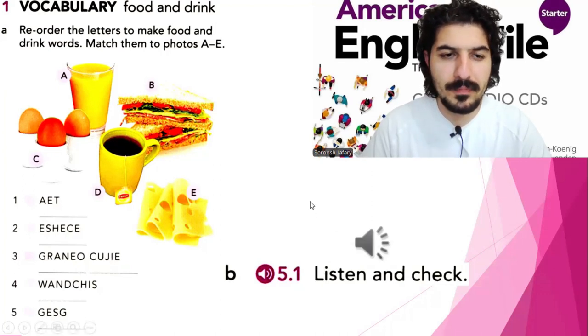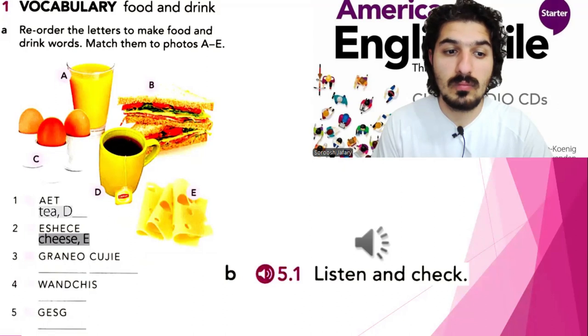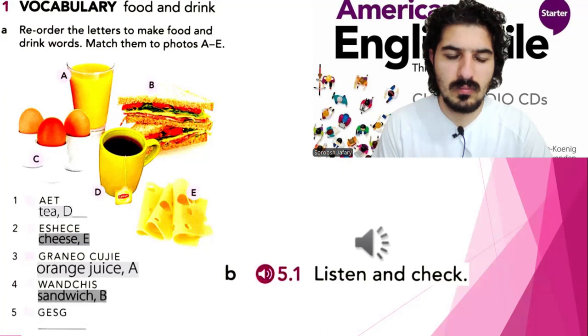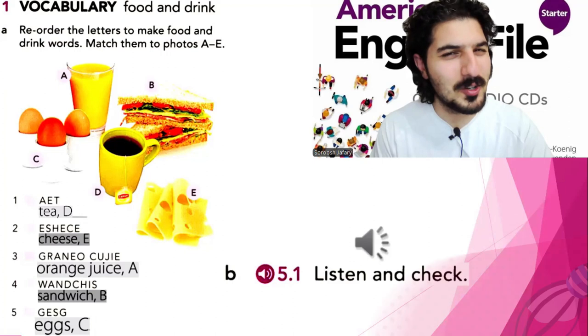5.1. 1D. Tea. 2E. Cheese. 3A. Orange juice. 4B. Sandwich. 5C. Eggs. Well done. Very good. You did great.